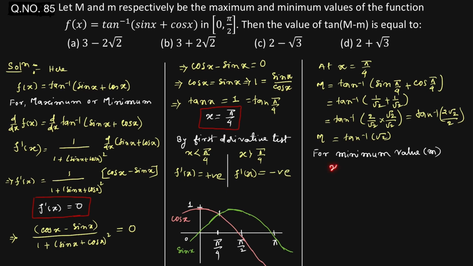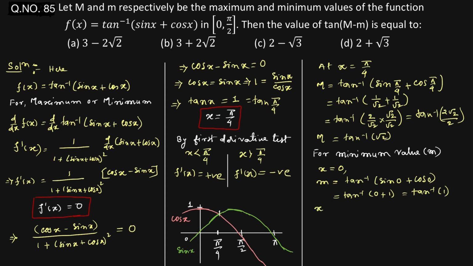For the minimum value, we will take x equal to 0 or x equal to pi by 2. So when x equal to 0, then m, that is the minimum value, we write as tan inverse of sin 0 plus cos 0, which is equal to tan inverse of sin 0, which means 0, plus cos 0, which means 1, which is equal to tan inverse of 1.